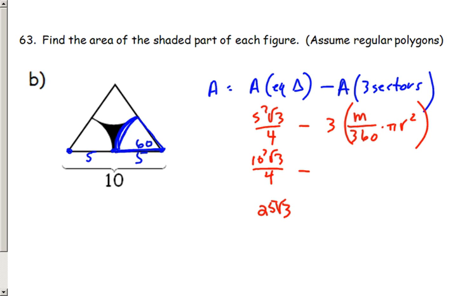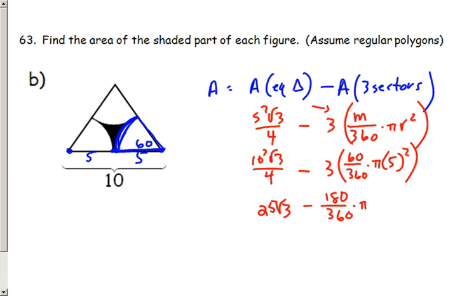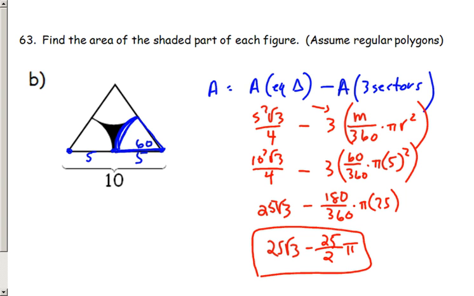This is the part that's a little bit different. So 3 times the measure of the arc, 60 over 360 times pi radius 5 squared. So what I basically end up with here is 3 times 60 is 180. So this ends up giving me 180 over 360, which is actually half of a circle. So pi times 25. So what you basically end up with here is 25 root 3 minus half of 25 pi, or 25 pi over 2. And that is the area of the shaded.